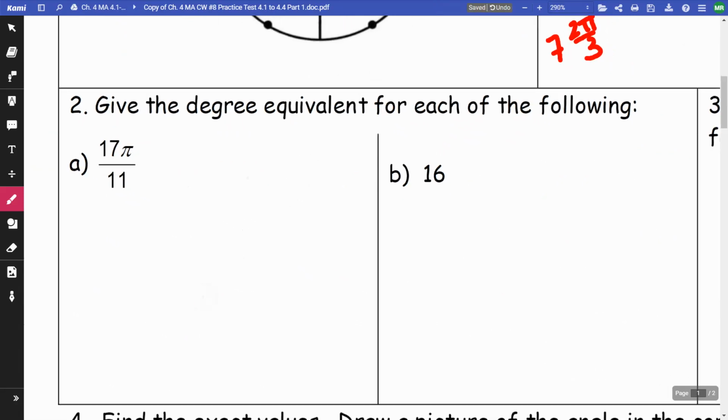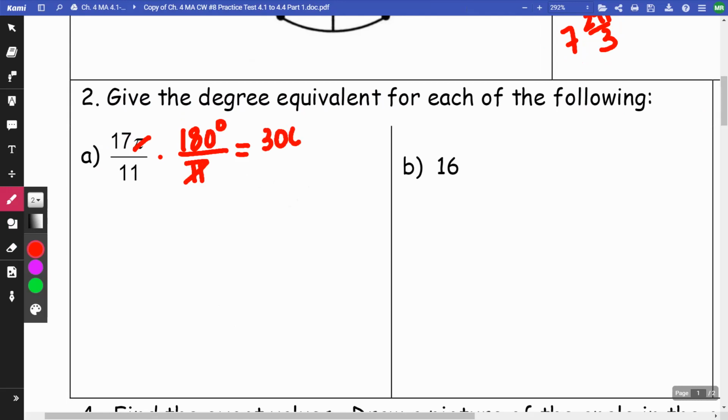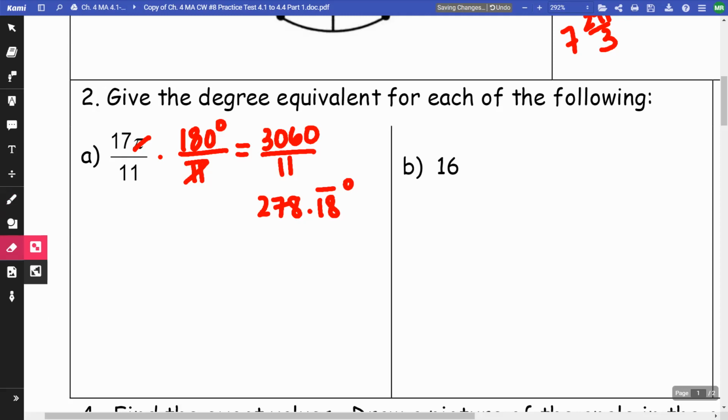Give the degree equivalent for each of the following. So I'm going to take this and I'm going to times it by 180 degrees over pi. My pi's are going to cancel out. Now in this case, I am not going to be getting a nice degree answer. 17 times 180 is 3060 over 11. If I divide this by 11, this is going to be about 278.18 repeating degrees. So that's what it's going to be exactly, I guess.